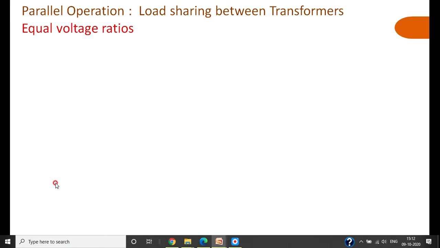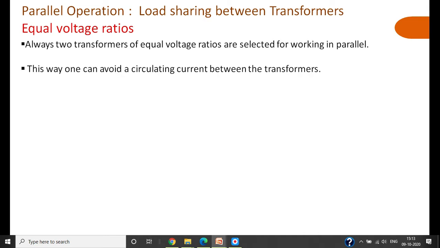Then we will see how the load is shared between the two transformers. We take two cases: one is equal voltage ratio, another is unequal ratio. First, we take equal ratio. Always, two transformers of equal voltage ratio are selected for working in parallel because we are not giving any scope for circulating current flowing between the transformers. This way one can avoid the circulating current between the transformers, and the load can be switched on subsequently to the bus.